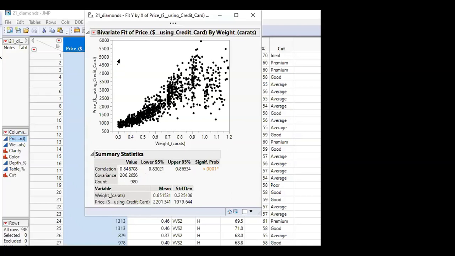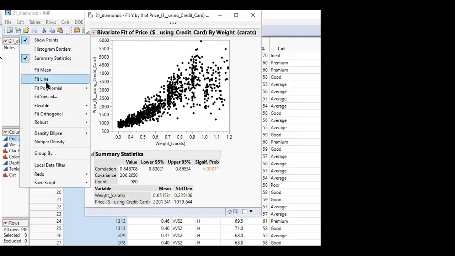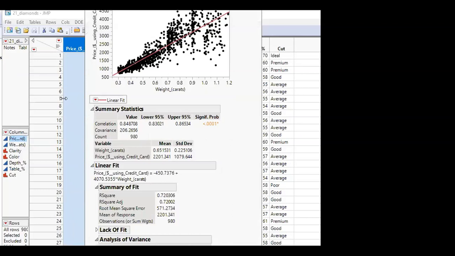Moving to the right, it's increasing. We also see the average and standard deviation of price and weight. You can see that the price has a very high variation, 1,079. That's a lot. So that's actually showing this variation in here. So we need to also add the fit line. So that's our fit line.